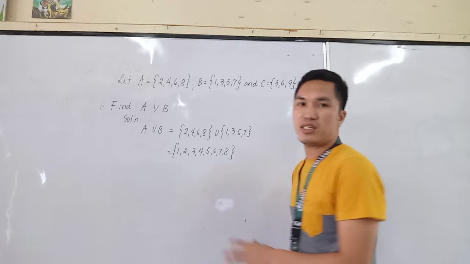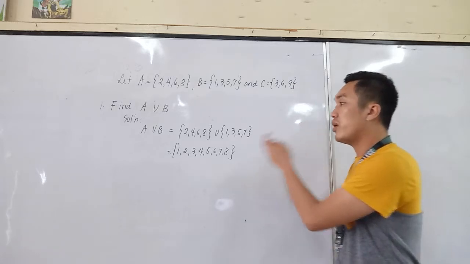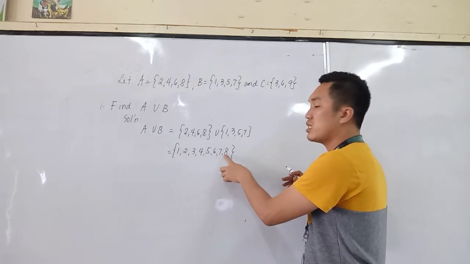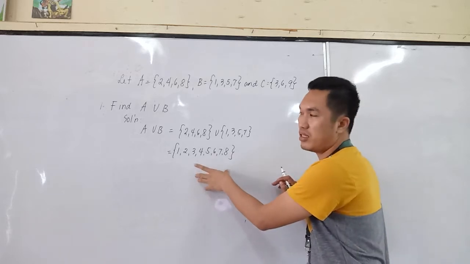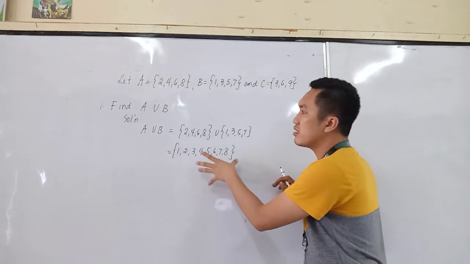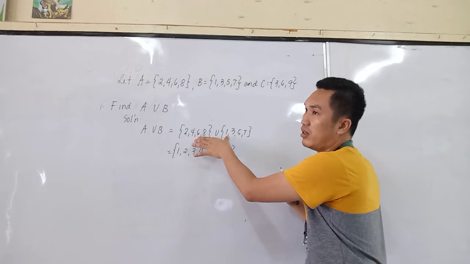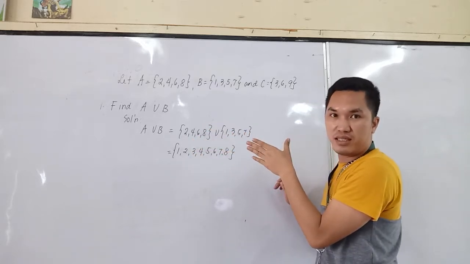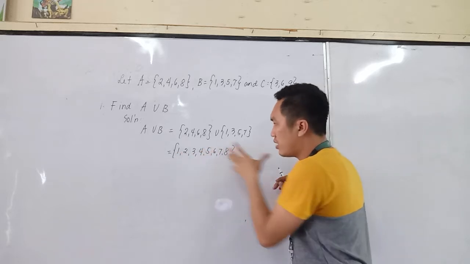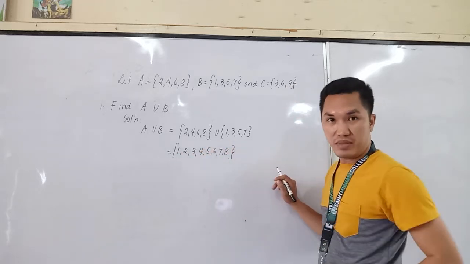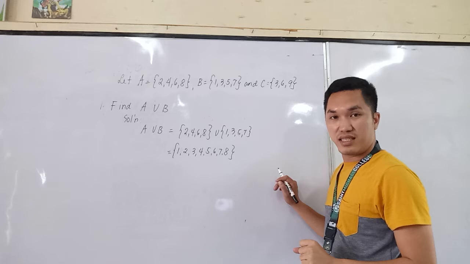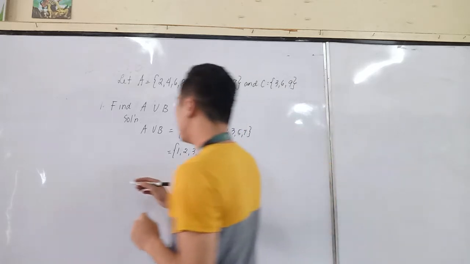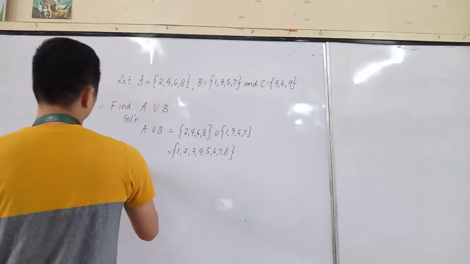As you have noticed in the answer, we have 1, 2, 3, 4, 5, 6, 7, 8. I just copied all the elements of the two sets. Since there are no identical elements, we will just copy all the elements. Get it? Okay, let us proceed with the second example.